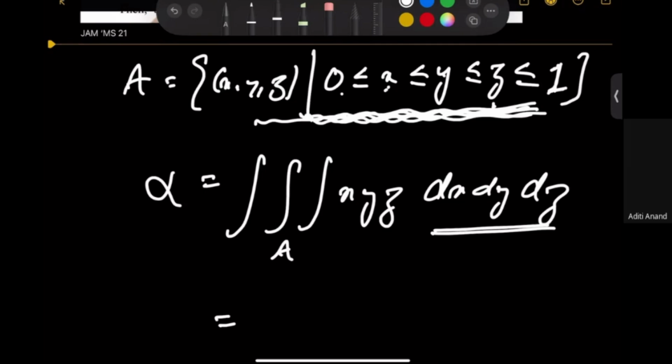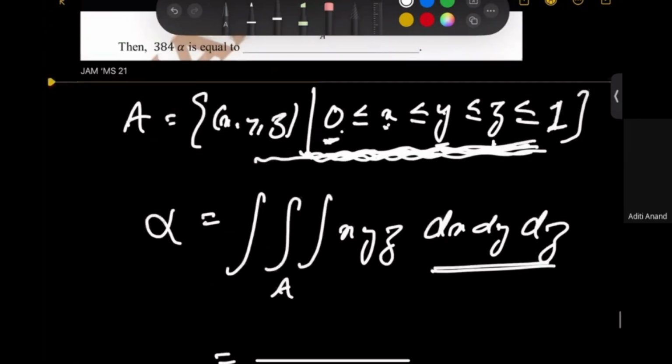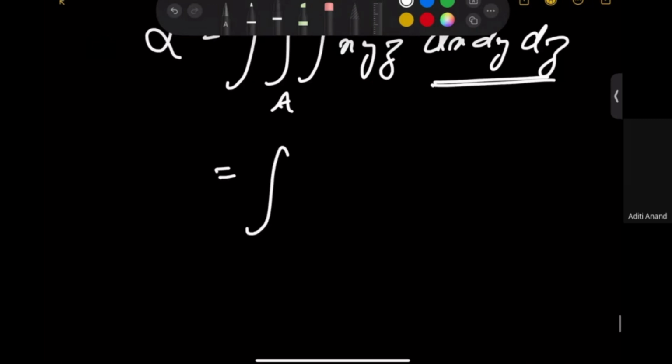So rather we should start with x, because x lies in the smallest section. So the limits of x are 0 and y. If you look at this, x goes between 0 and y. So it will be xyz dx, x going from 0 to y.